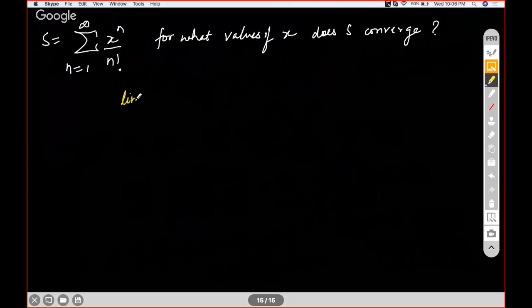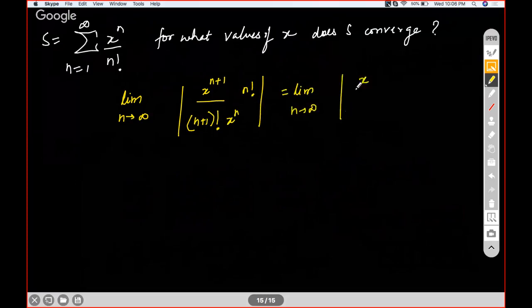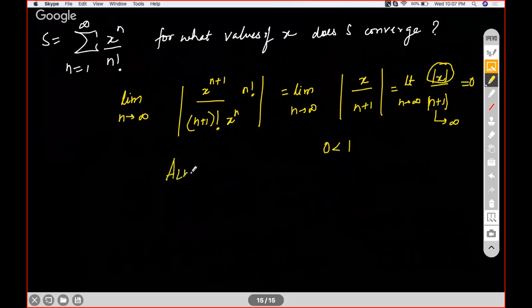If you do the ratio test, the limit as n tends to infinity of mod x to the power n plus 1 by n plus 1 factorial divided by x to the power n by n factorial leads to the limit as n tends to infinity of x by n plus 1, which is mod x by mod n plus 1. No matter what finite quantity you have over here, because of this heavy base, it will become 0, and 0 is less than 1. So this will always be a convergent series.